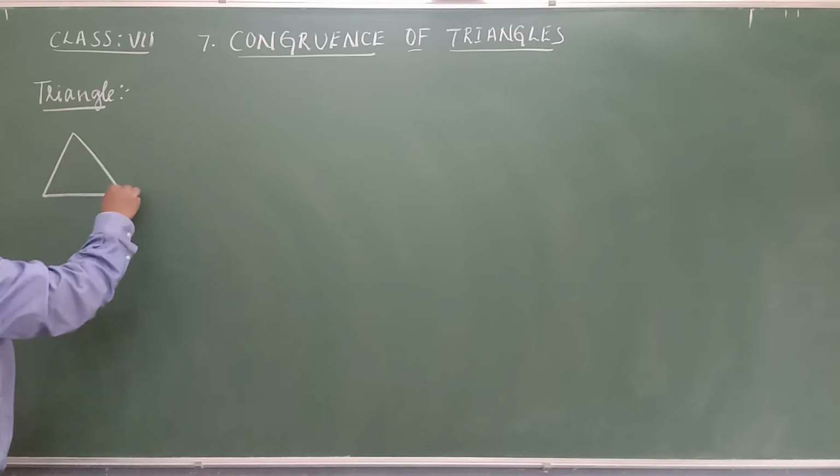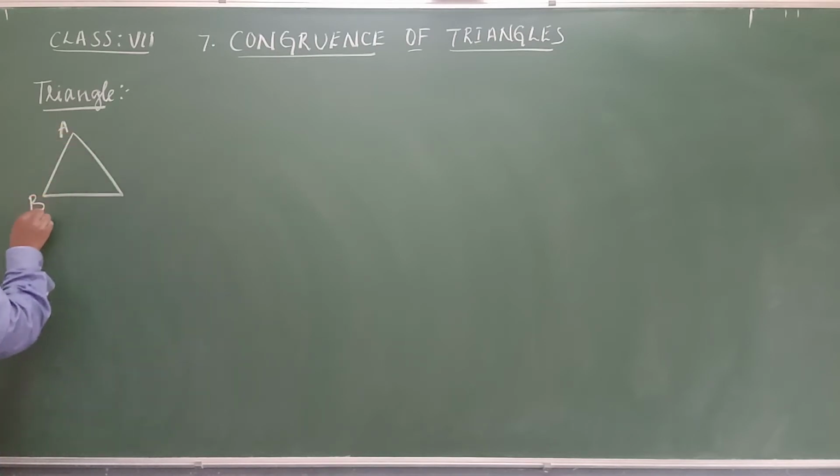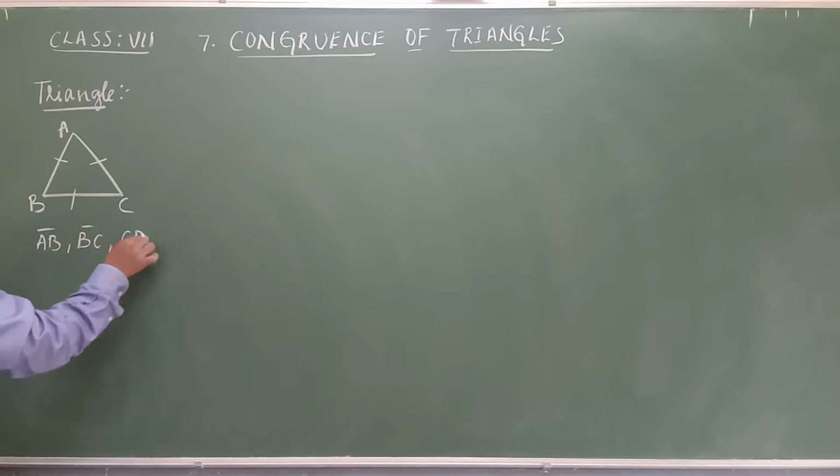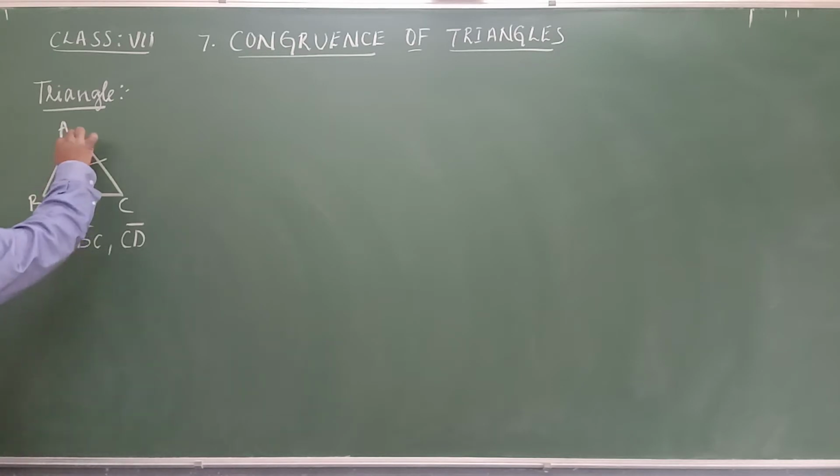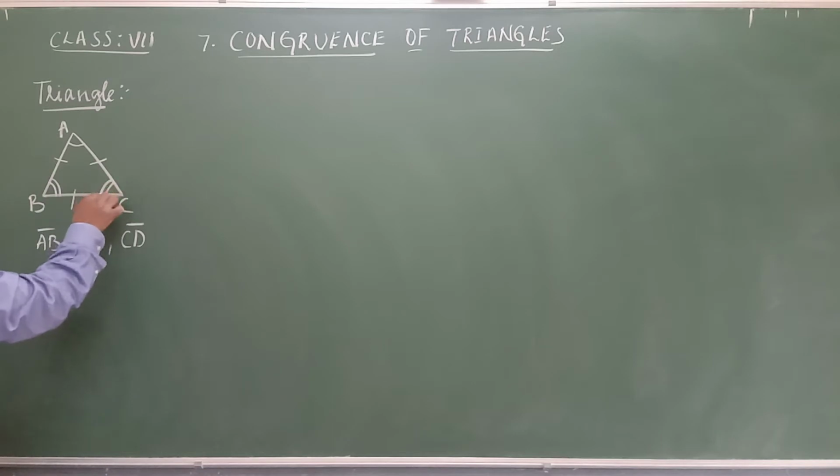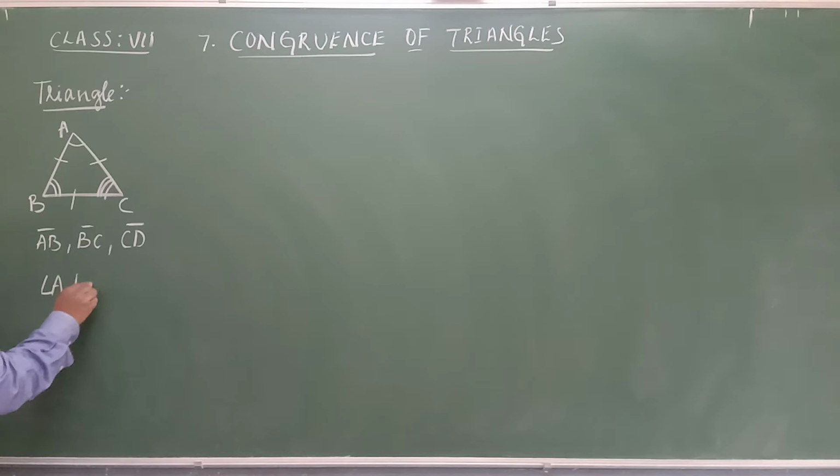Let this be triangle ABC. Here we have three sides: side AB, side BC and side AC. These are the sides of the triangle ABC. And what are the angles? Angle A, angle B and angle C.